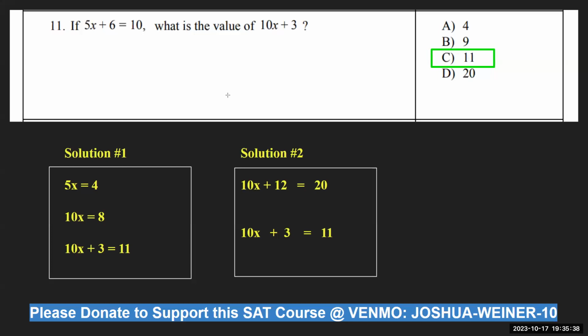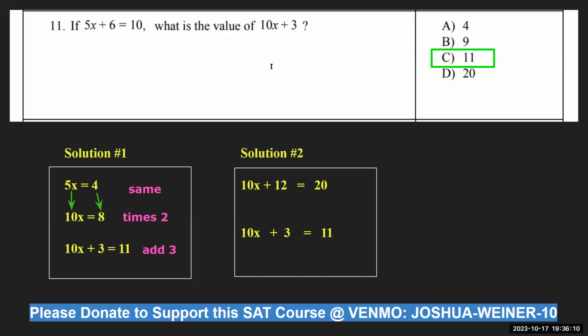So on the left, you should see student number 1, and solution number 2 should be on the right. Here you can see on the left, it did the exact same thing that you did, Isabel. Subtract 6 from both sides, and now they have 5x equals 4. But the student saw ahead that the expression we're going to evaluate is 10x. So just multiply both sides by 2. And then add 3.